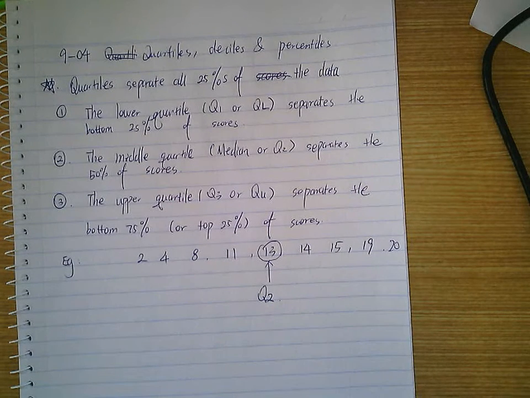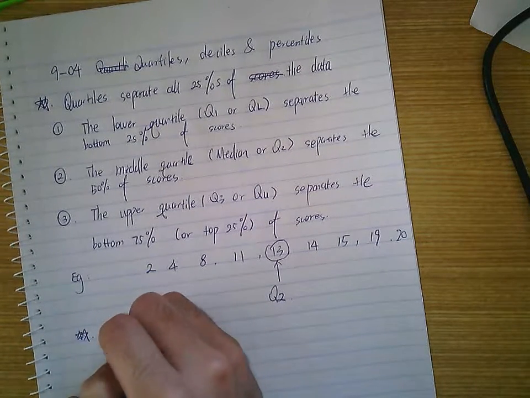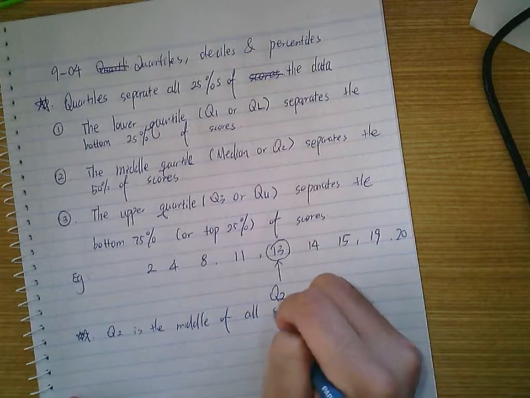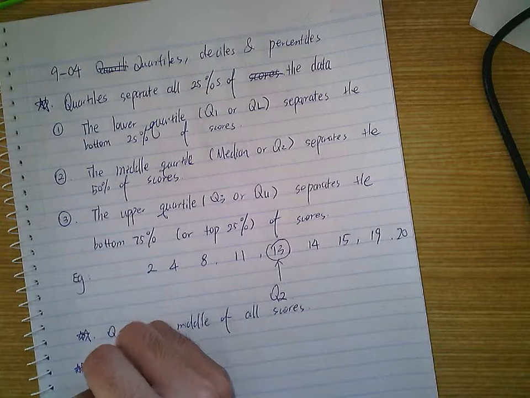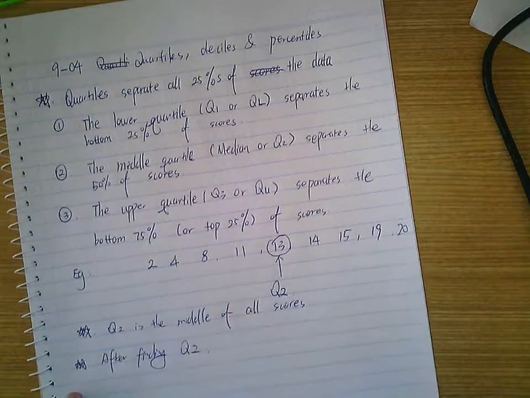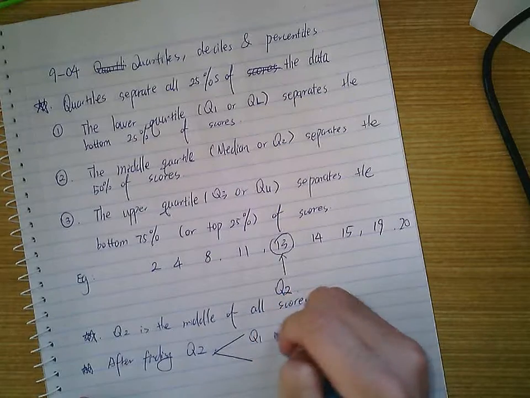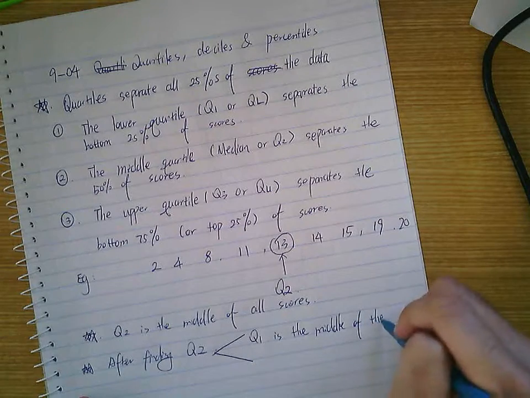Now, how do we find Q1 and Q3? So basically now, write this down, guys. Q2 is the middle of all scores. After finding Q2, now it can be separated into two. Q1 is the middle of the bottom half.